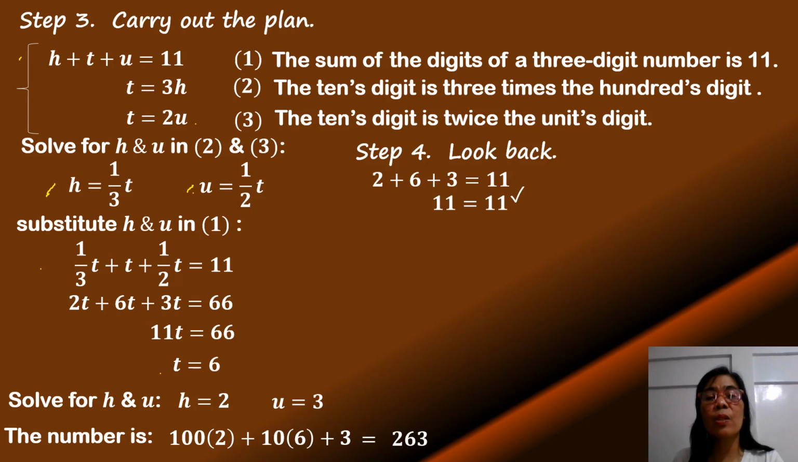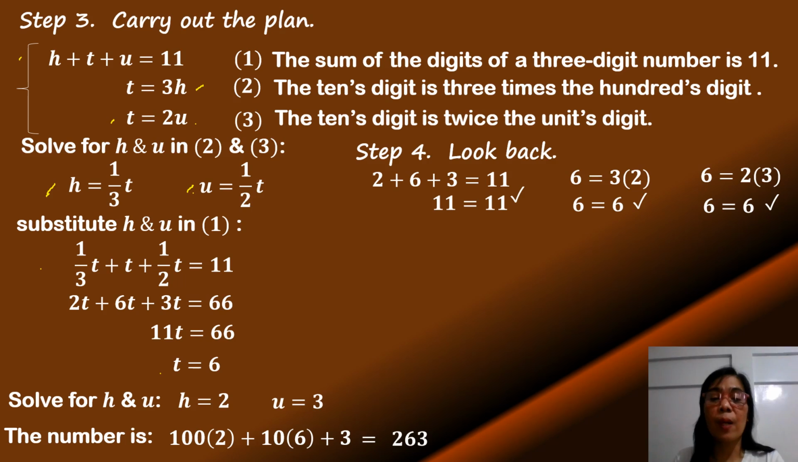The second condition is that t must be equal to 3 times h. So is 6 equal to 3 times 2? We have now 6 is equal to 6. That means the second condition is also satisfied. And the third condition is that the tens digit must be equal to twice the units digit. So is 6 equal to 2 times 3? Yes, 6 is equal to 6, and so therefore, the three conditions were satisfied.